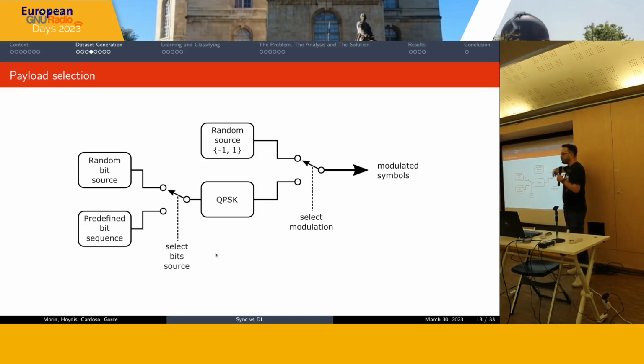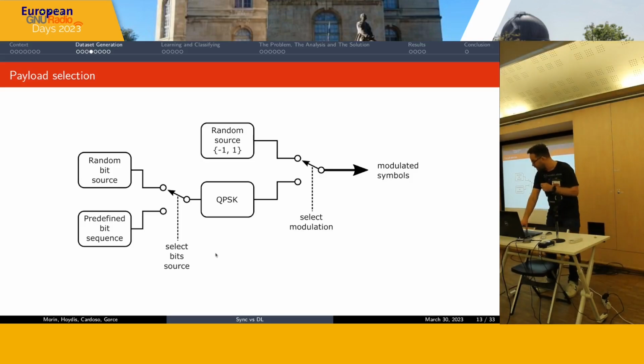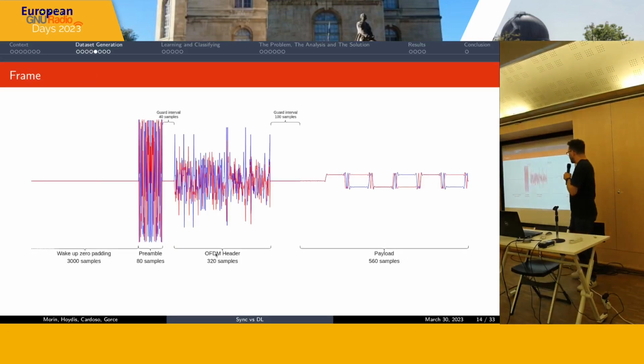So those switches are to select which case we are working on, and these are shown afterwards in the results, but it's just for you to understand what we're doing. Now, this is what the signal looks like in the end, in time.